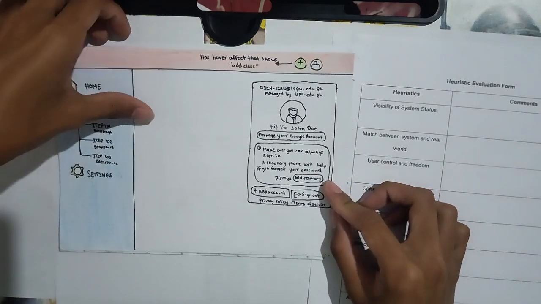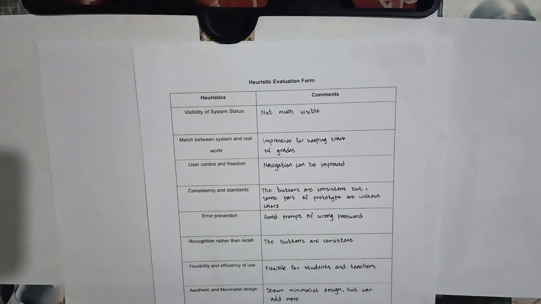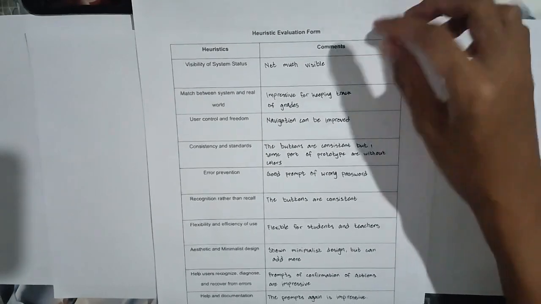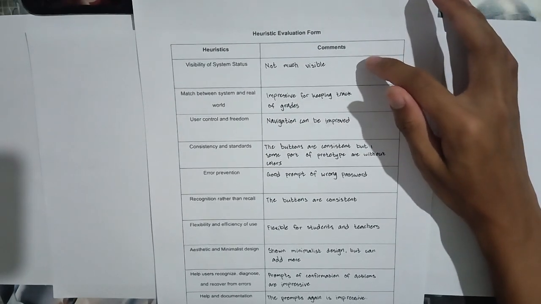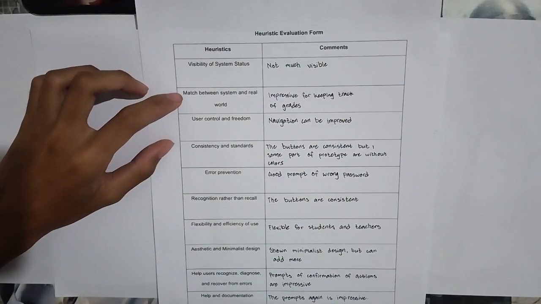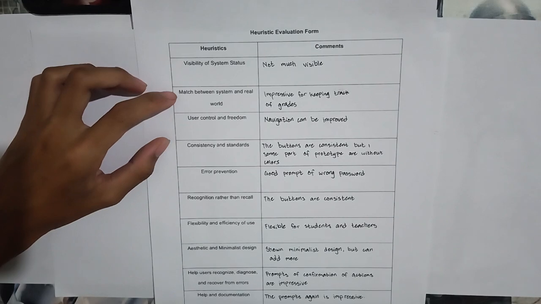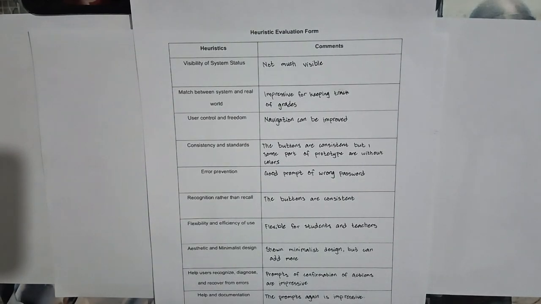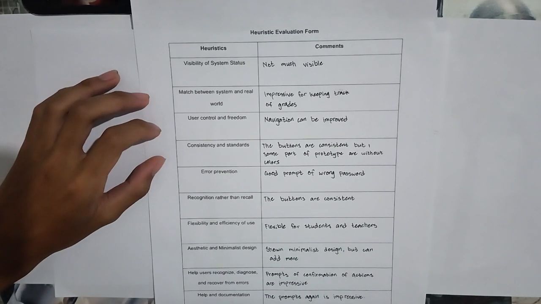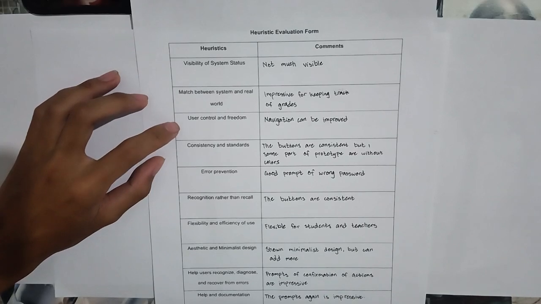So let's get into the evaluation form. Let's now proceed to the heuristic evaluation form. These are the feedbacks I've given for the site. As for visibility of system status, it's not much visible. Then match between system and real world: impressive for keeping track of grades. You can make the students keep track of their grades, so they won't have to ask the teachers why they have low grades or so on.